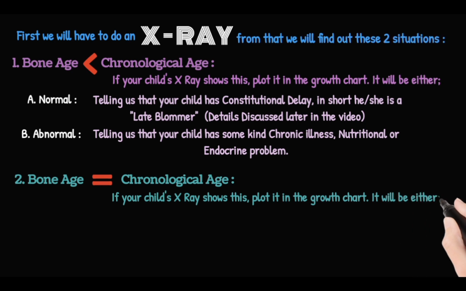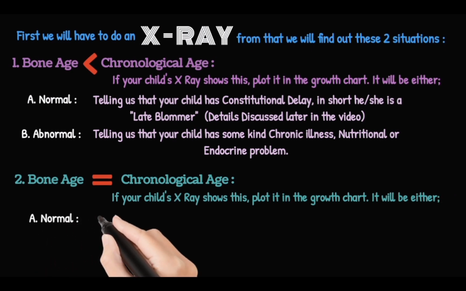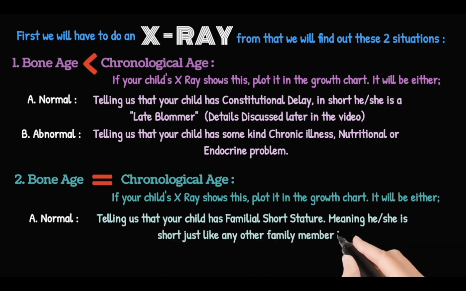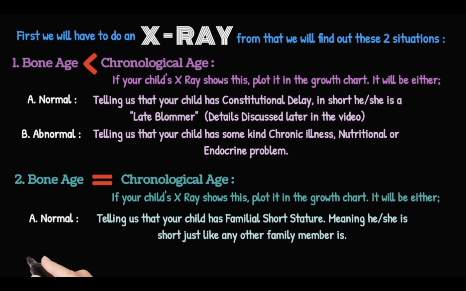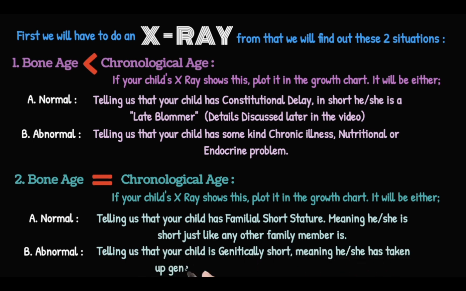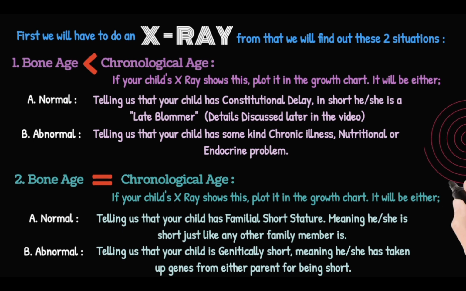Now, the second situation, that the bone age is equal to the chronological age. If your child has this situation, you have to plot it again on the growth chart to get a normal curve or an abnormal curve. A normal curve means that your child has familial short stature, meaning that he or she is short just like other family members, and won't be able to grow a few inches in height later in the future. But if your child has an abnormal curve, it means that he or she is genetically short, and has taken a gene for being short from either of the parents.